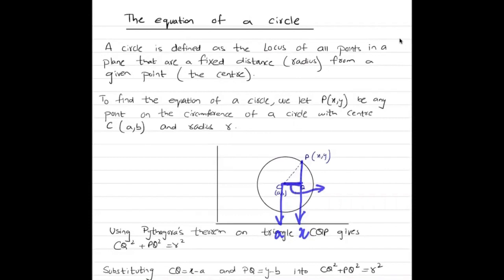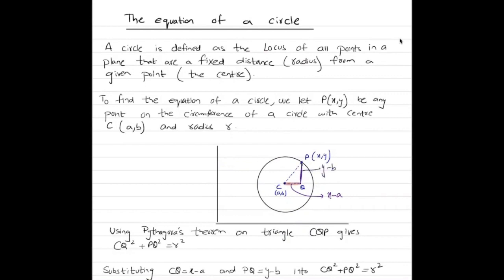A minus X. X minus A. Yes, very good. So this length is going to be X minus A. If this value is Y and this value is B, then this difference is going to be Y minus B.